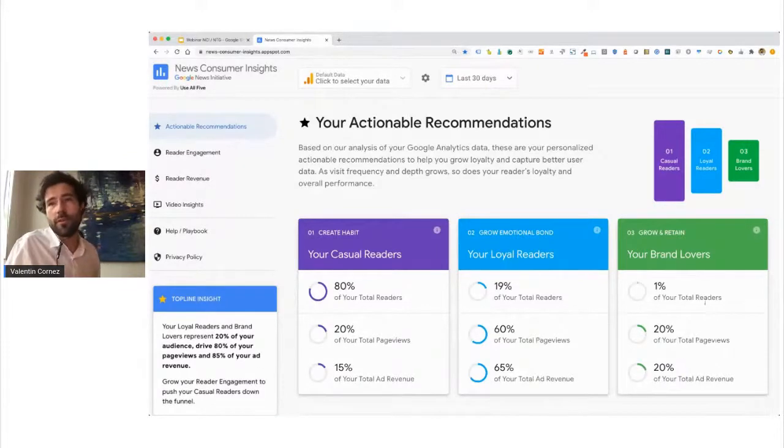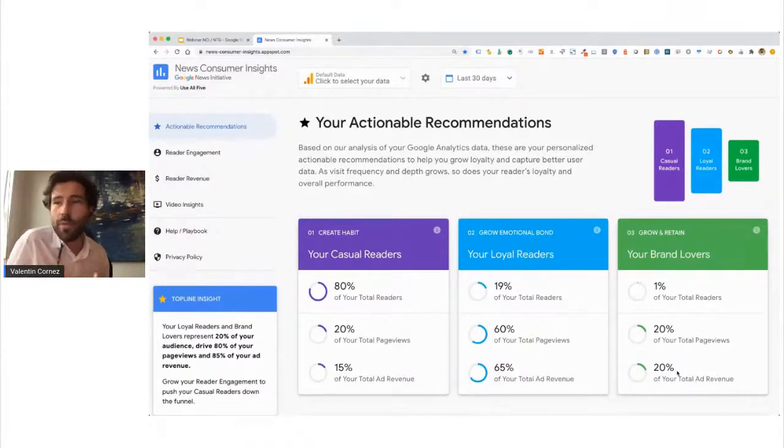Let's look at the brand lovers. They represent only 1% of the total audience, right? It's a very small portion of the traffic, but they generate 20% of the page views and 20% of the total ad revenue. So what does it tell us?